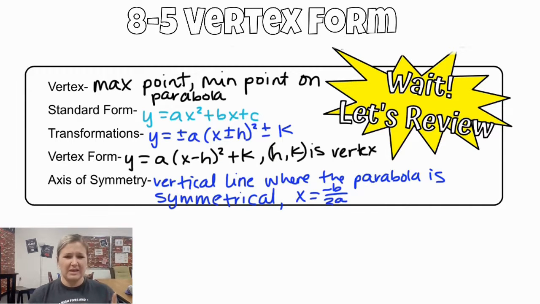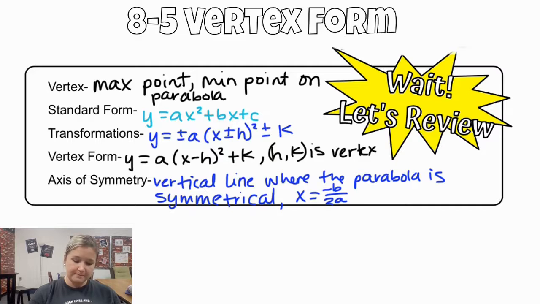So where do b and a come from? Well, they come from my standard form way up here. I'm going to take the middle term, negative b, over 2 times a. That's going to give me the axis of symmetry straight down the middle. What's really cool about that is that I could then plug in that value to find the y value from standard form to find the vertex. So that's why you need to know that.